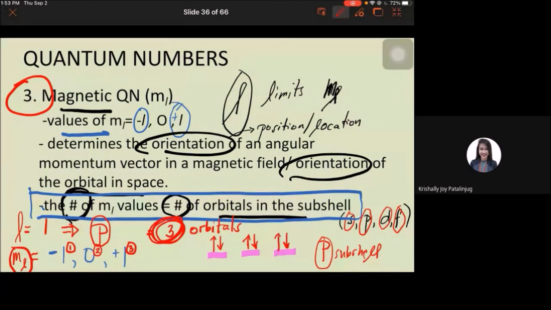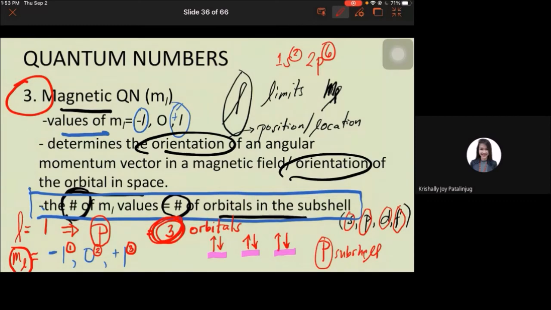Kaya nga naalala nyo, di ba, kapag nagsusulat kayo ng electron configuration, yung junior high school siguro or senior high school kayo sa chemistry, yung 1s maximum is 2. Pagdating sa 2, 2p6 yung maximum na kayang i-hold ng p orbital. Yan yung reason. Okay? It is because of this magnetic quantum number, tatlo lang yung orbital in its subshell p.